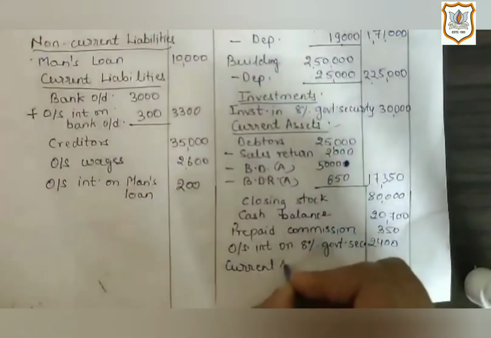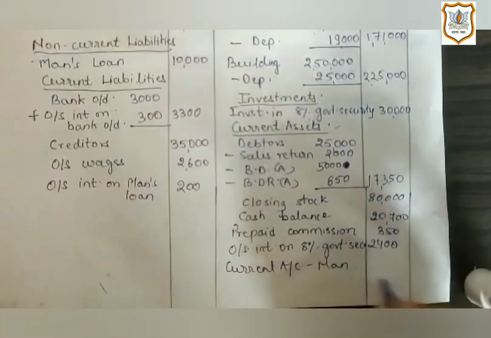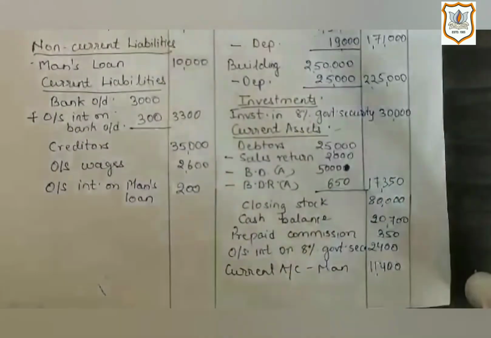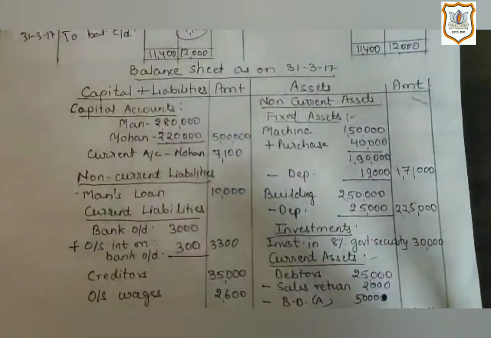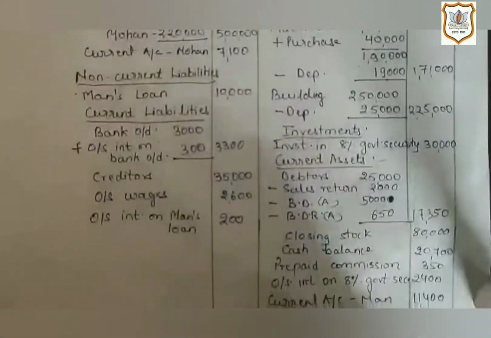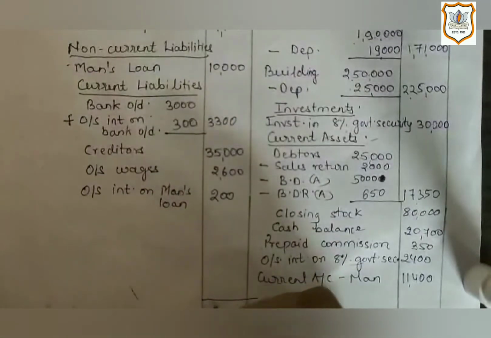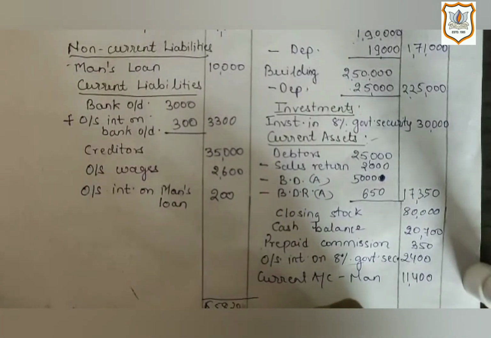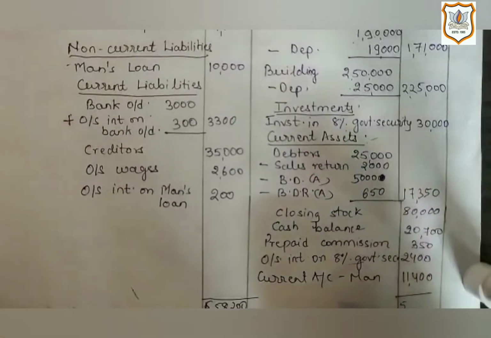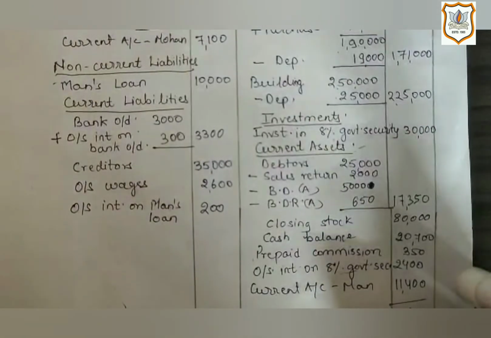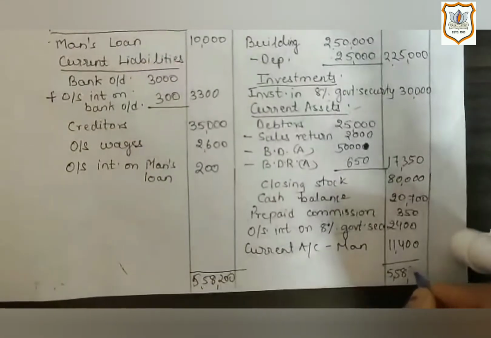Current account of Man, which is rupees 11,400. So here now we can tally our balance sheet. Here the total of the liability side is 5,58,200, and the total of the asset side is 5,58,200.